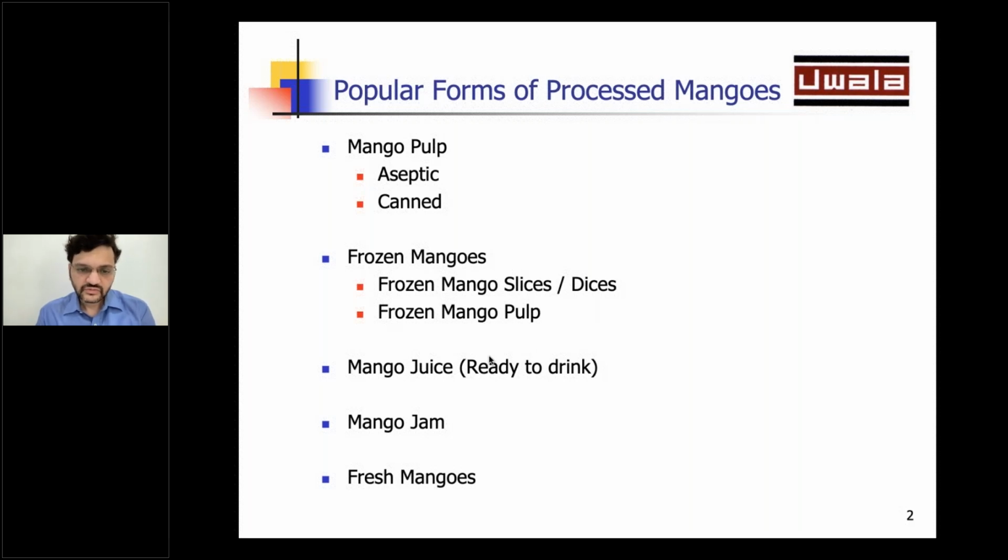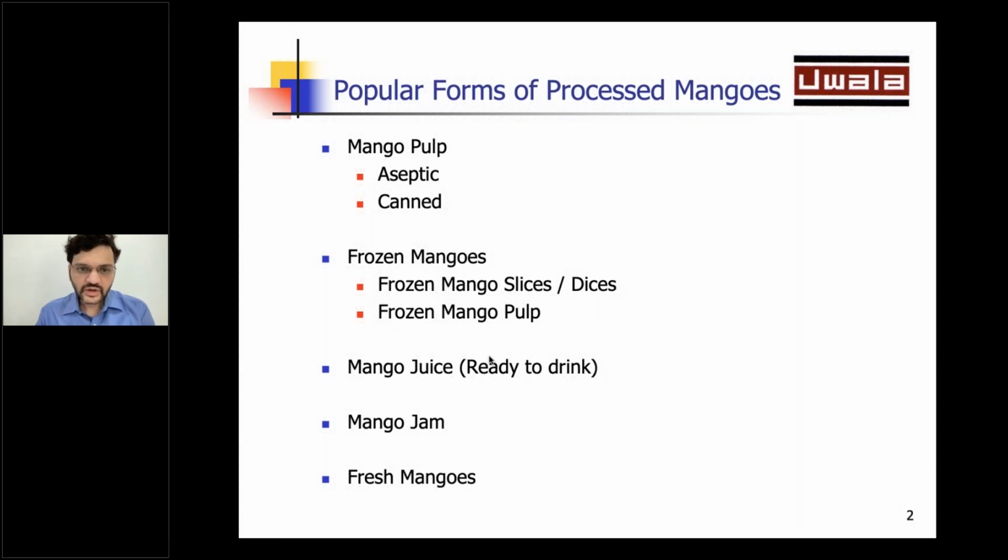The other common forms of mango processing are mango juice, that is the ready-to-drink mango juice, which you have in the form of Tropicana or Dabur Real juices, or if you go with beverages like Fruity, etc. So that is mango juice. I'll be covering the technology behind it as well. Then the other common processed forms are mango jam, fresh mangoes, etc.